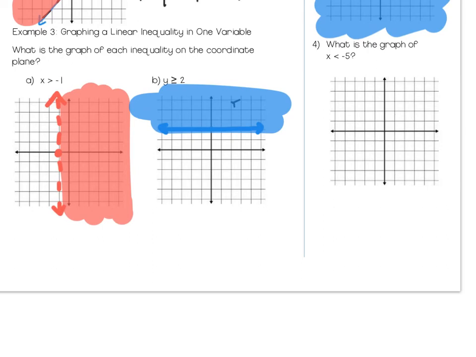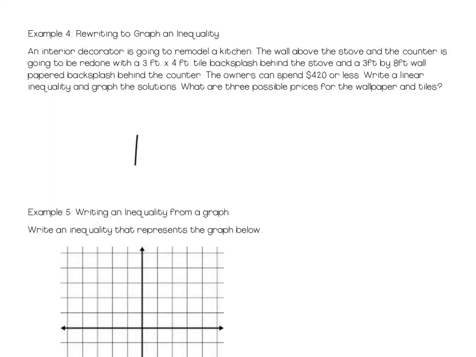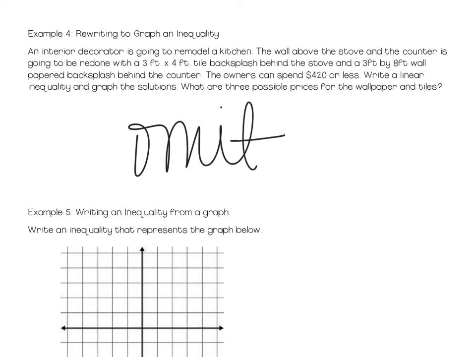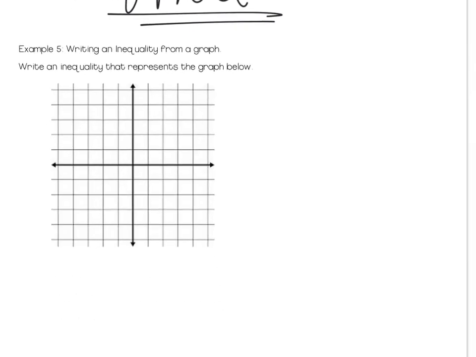All right, guided practice number 3. I want you to do it yourself. I am not going to give you the answer. I will tell you that since it's x equals, that's a vertical line. And then you are going to graph it and shade it. All right, I'm actually going to let you omit example 4. We're going to go ahead and go to example 5.